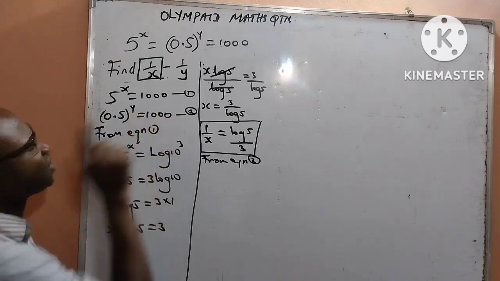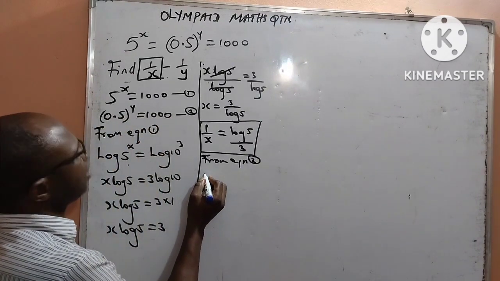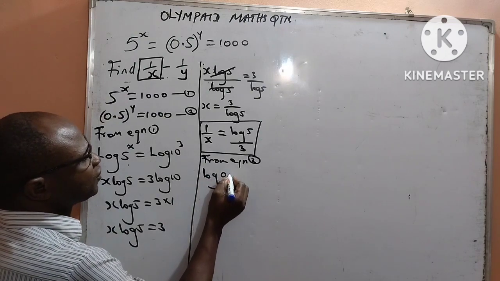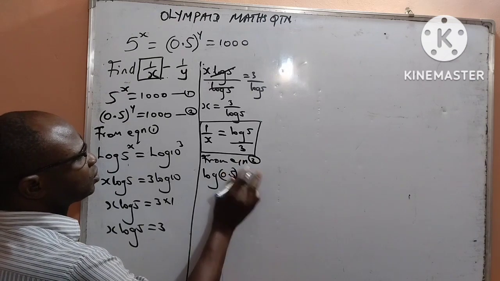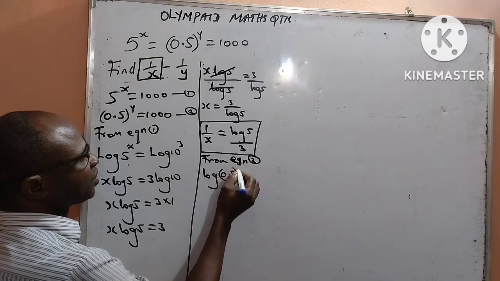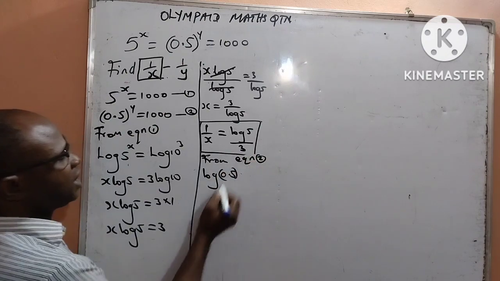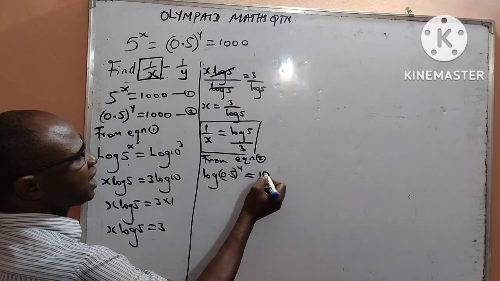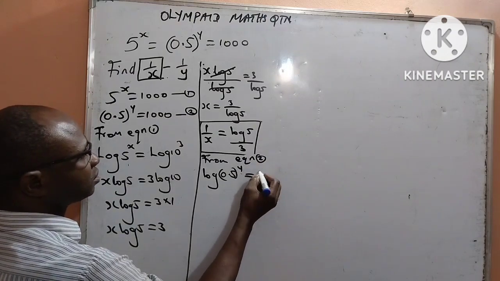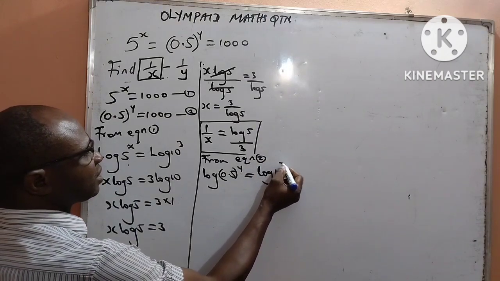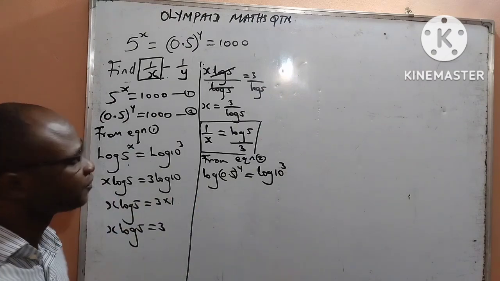So applying logarithm to both sides, I shall now write my equation 2 as log of 0.5 to power y is equal to 10 to power 3. Now, log of 10 to power 3. Beautiful. That is, I've applied logarithm to both sides.